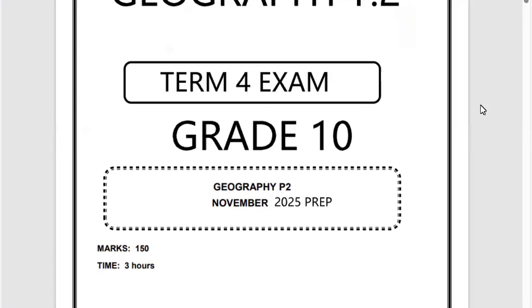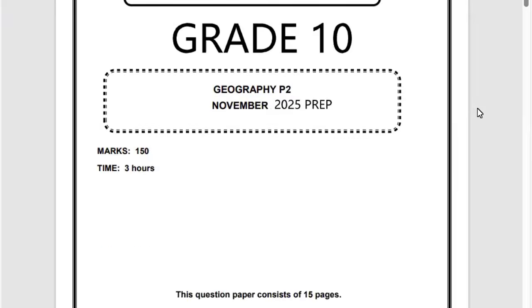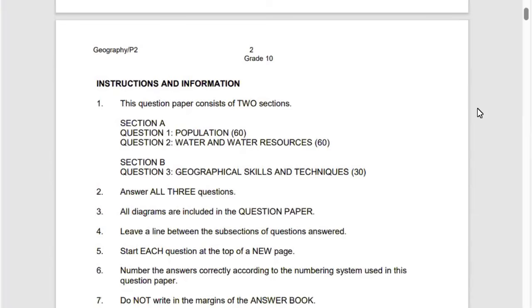So without wasting much time, let's analyze the content that you are supposed to be familiar with. We need to be well versed with the content and the topics which are examinable in paper 2. We're going to look at population, which is a 60-mark question. Then question number 2 in section A, which is a question on water resources. Then geographical skills and techniques, which is our last part, section B, which is a MEMO question with 30 marks.